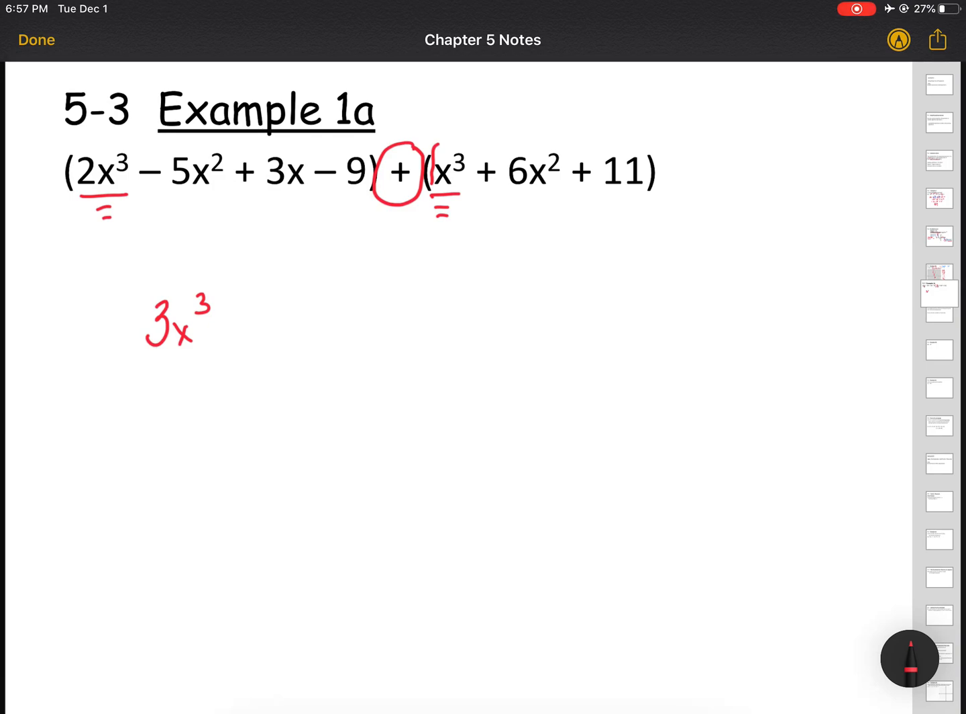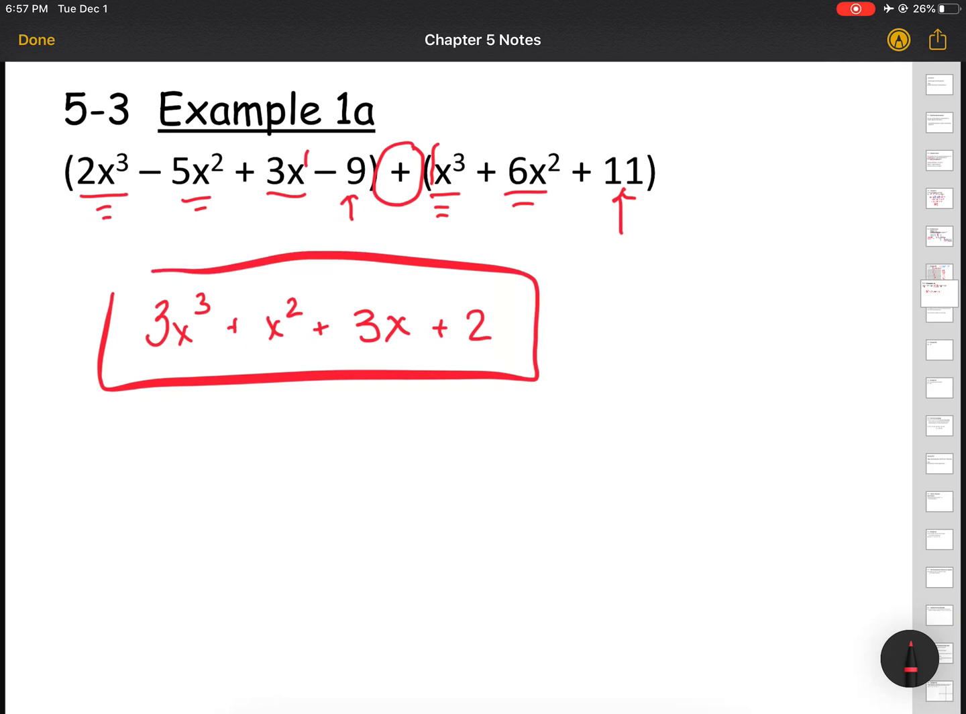Now I'm going to go to the next biggest exponent, which was the 2's. Okay, and I'm going to add their coefficients, so negative 5 plus 6 is 1, and those were the x squareds. You could choose to write that 1 or not. Okay, and then my next biggest exponent is of 1, but I only have one of those terms, so I'm just going to drop it down, so plus 3x. And then I'm going to add my constants together, so negative 9 and 11 make 2. And that's what I get when I add those polynomials together there.